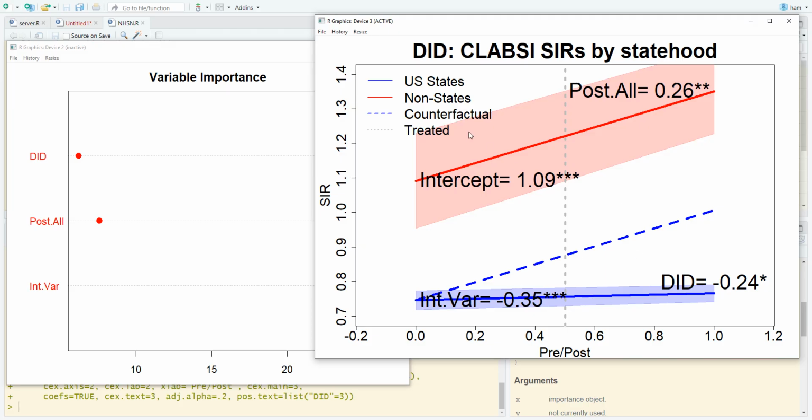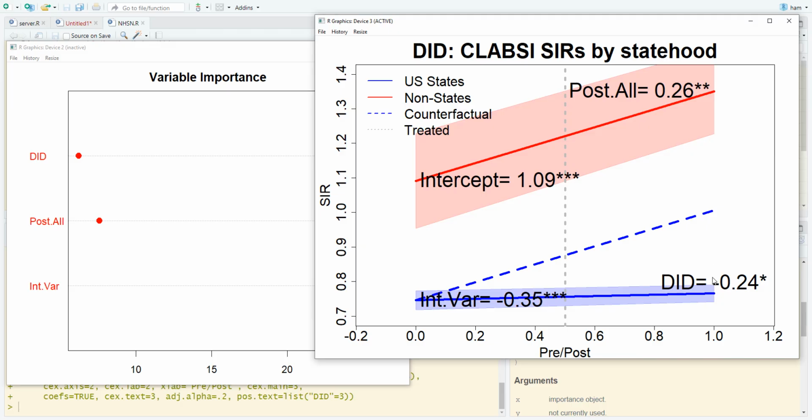And we can see in the legend on the top left that counterfactual is the what could have been had the 50 states followed the same type of trend that our non-US states had. If they did, the SIR levels would have aligned with this dashed blue line. And so it didn't, it stayed level for the most part.